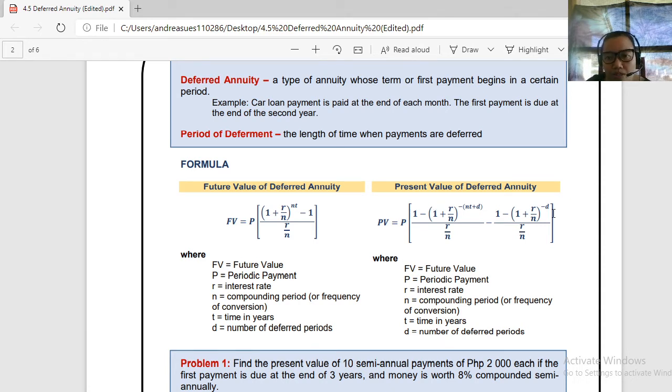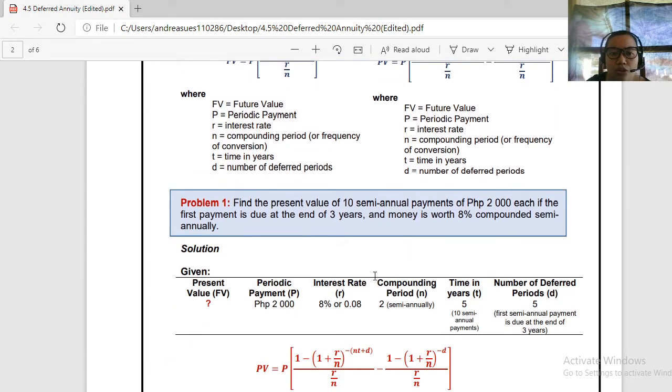Same as with our present value of deferred annuity. So this one is the formula. Here are the parts of the formula. Let's move to problem number 1. Let's read together. Find the present value of 10 semi-annual payments of 2,000 pesos each if the first payment is due at the end of 3 years and money is worth 8% compounded semi-annually.